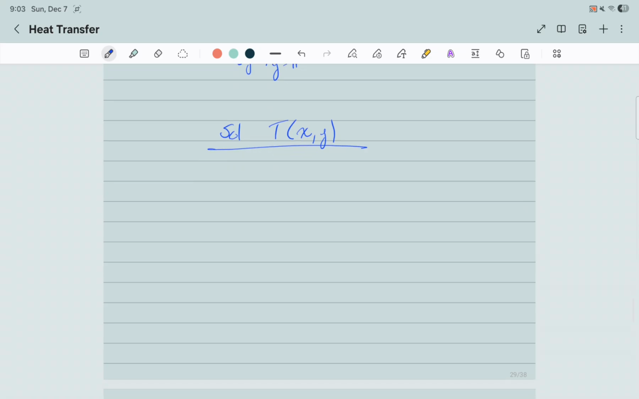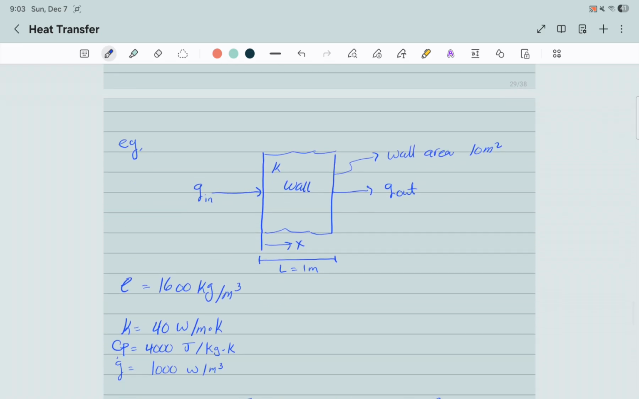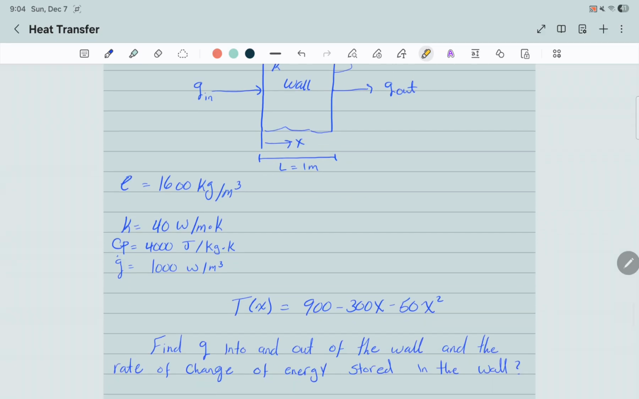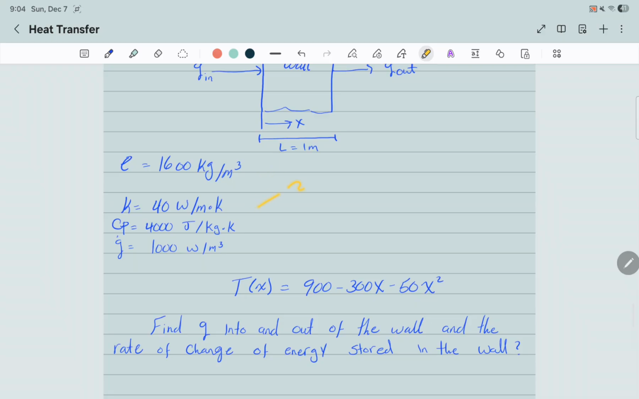But we'll move on to the next example, which has the givens in terms of numerical values. In this example, we have a wall, and it's in 1D, one-dimensional, and we have heat flowing into that wall and outside of that wall. The K value is constant for the wall. We're given the area of the wall and the thickness. We're also given the density, thermal conductivity, Cp, and energy generated per volume.